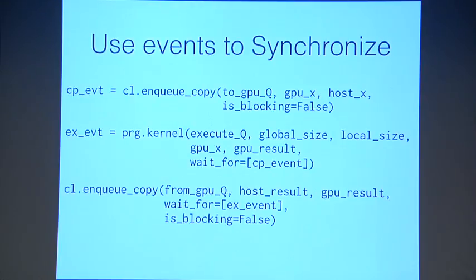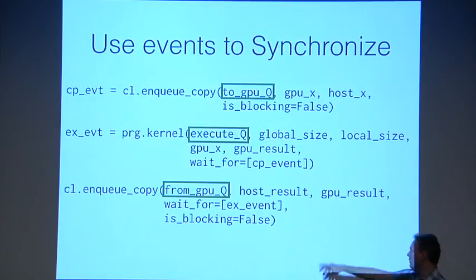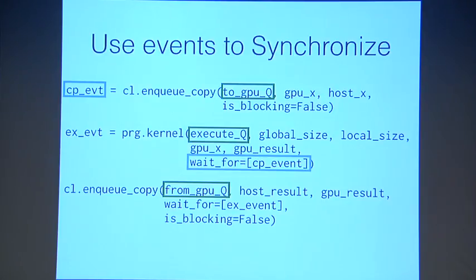And then we'll use events to synchronize. So this is basically the same block of code that we saw in the demo. Send something down, process it, read it back. It's got a bunch of extra text. Let me break that out. So we copy down using the to GPU queue. We execute on the execute queue and read back on the from GPU queue. And we capture some events each time.